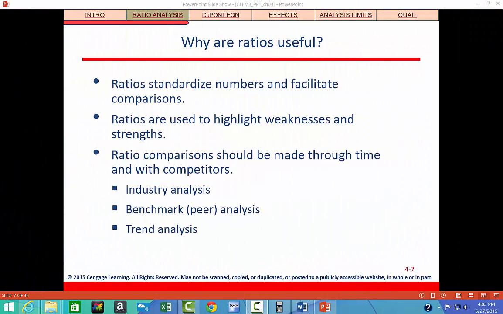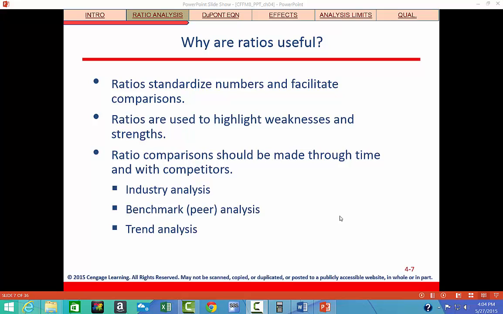So, why are ratios useful? That's basically saying, why is this chapter important? Well, if you've got several different companies, you can calculate, for example, profit margin or return on equity for all three of those companies, and you can make a good comparison across companies. So it's like standardizing numbers.